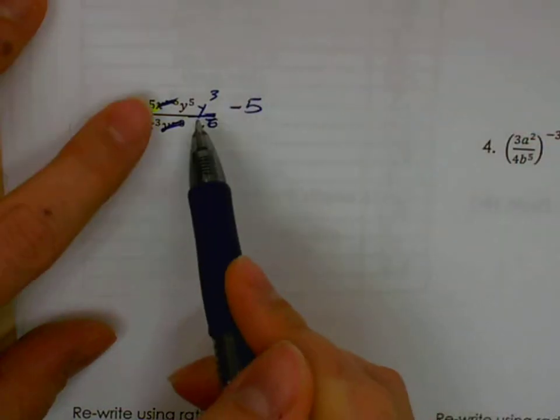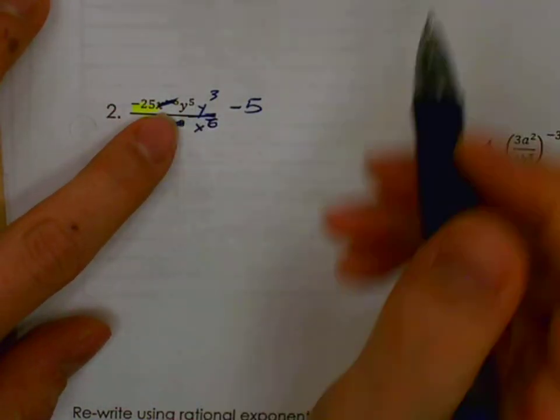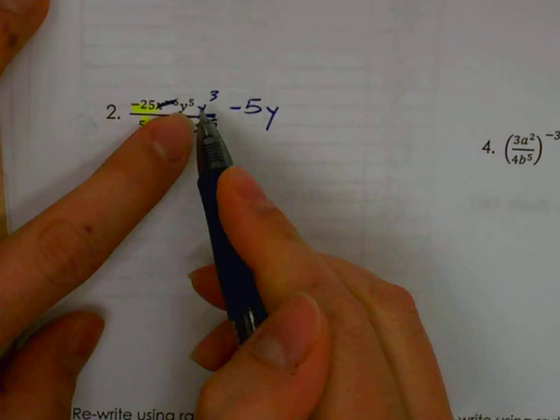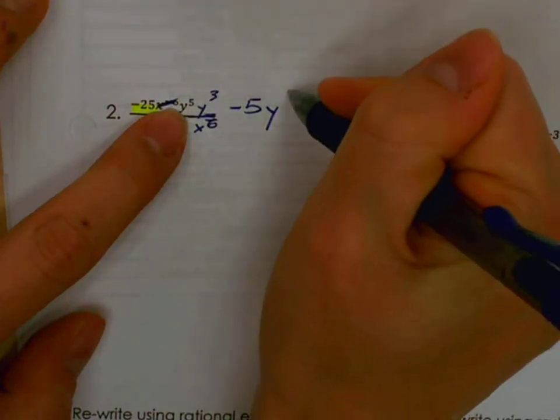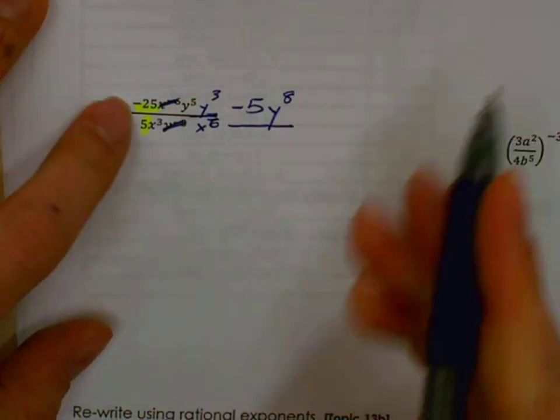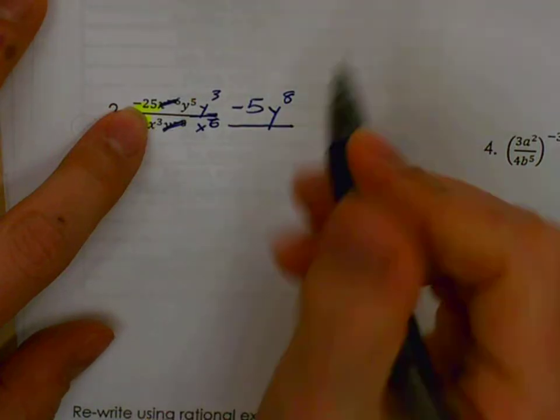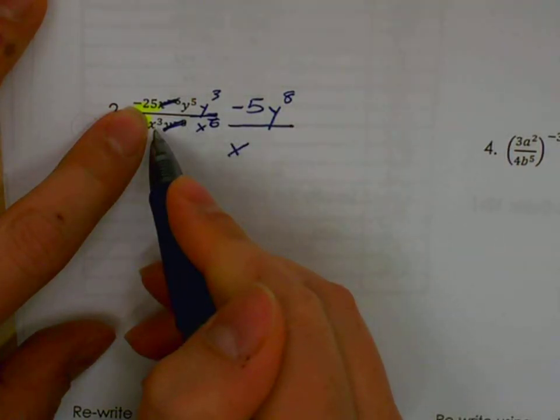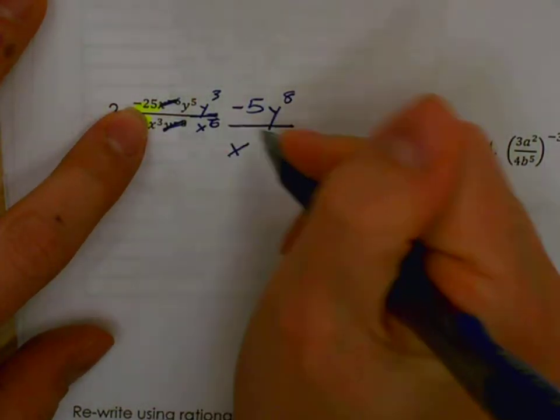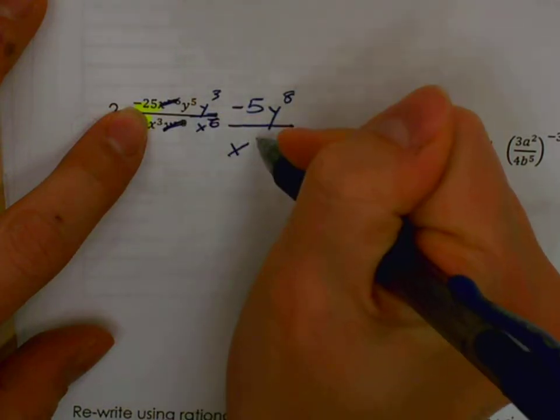So now when I look, I have the same base of y. Keep the base and add the exponents. 5 plus 3 is 8. On the bottom, I have a base of x. I have a 3 and I have a 6. Keep the base, add the exponents. 3 plus 6 is 9.